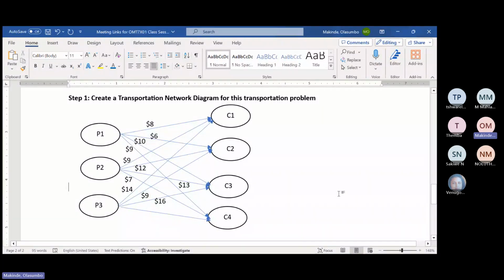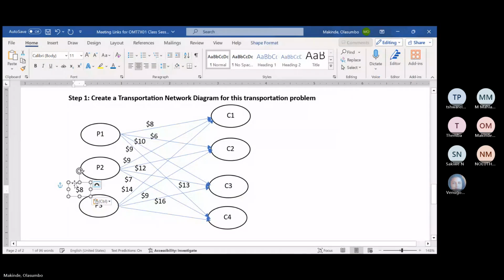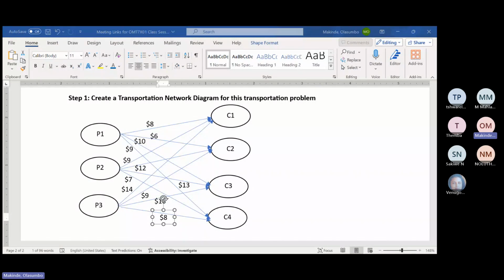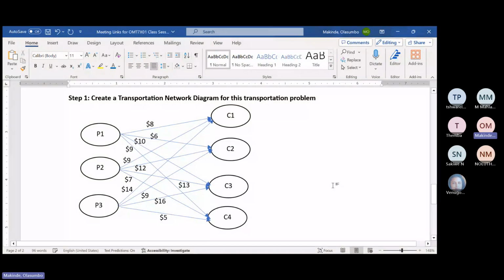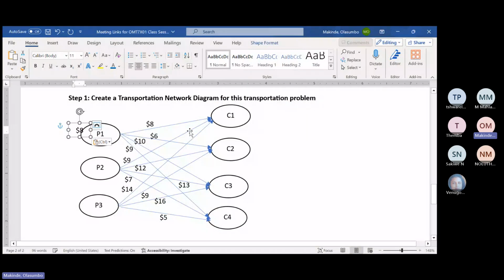Then plant 3 to city 4, which is the last one. Plant 3 to city 4 is $5. So I place it there. So that's the first thing. Then again, what I need to do, we're almost there, is to put the capacity, because now we are going to use this network to formulate.